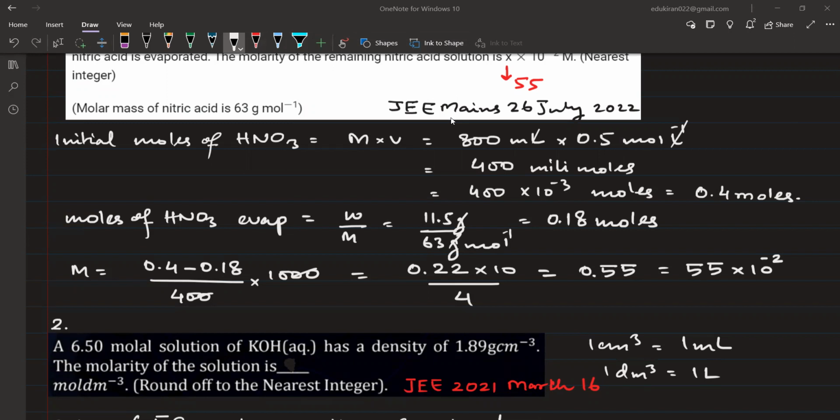Okay, first of all, the molar mass of potassium is 39. I hope you know about oxygen and hydrogen. Okay, molar mass of potassium is 39. See, first things first, you have been given the molality of the solution, that is 6.5. That means 6.5 moles of KOH is mixed with, tell me, what?